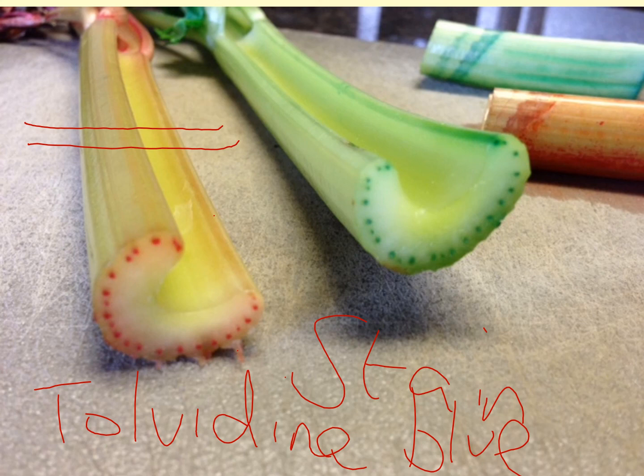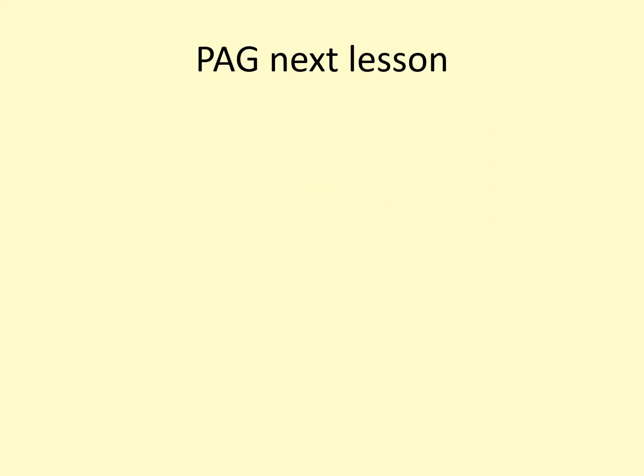So you stain it with toluidine blue, and then you'd be able to look at it under the microscope. Now you look at it under lower power. If you go too high, because you can't make a thin enough section, you just see blurs. So you stain it with toluidine blue, and you look at it on lower power, and you'll be able to see the vascular bundles. And in the next PowerPoint presentation, I'll show you some of those slides. Right, so your PAG would have been next lesson.